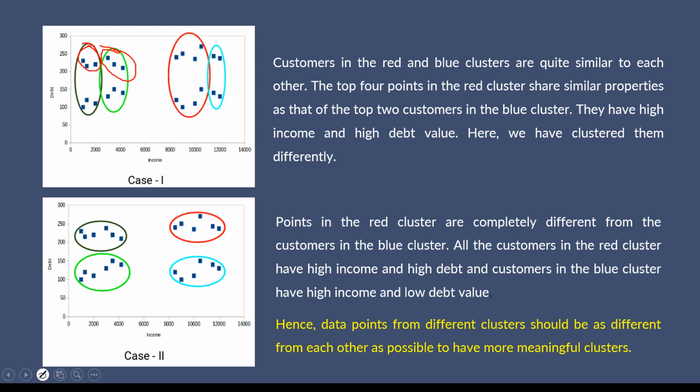So we will now discuss case 2. You can see that points in the red cluster are completely different from the customers in the blue cluster. These red color customers have high income and high debt value, whereas the blue customers have high income and low debt value, as I have just explained. Hence, data points from different clusters should be as different from each other as possible to have more meaningful clusters.